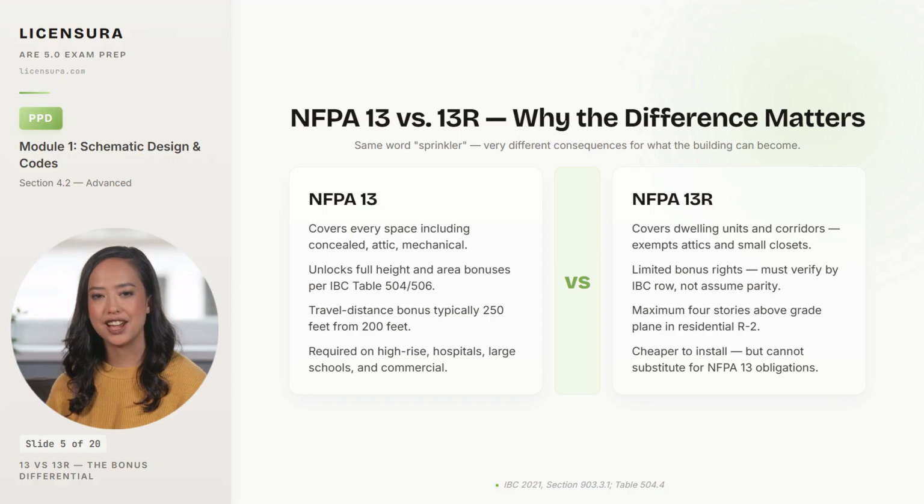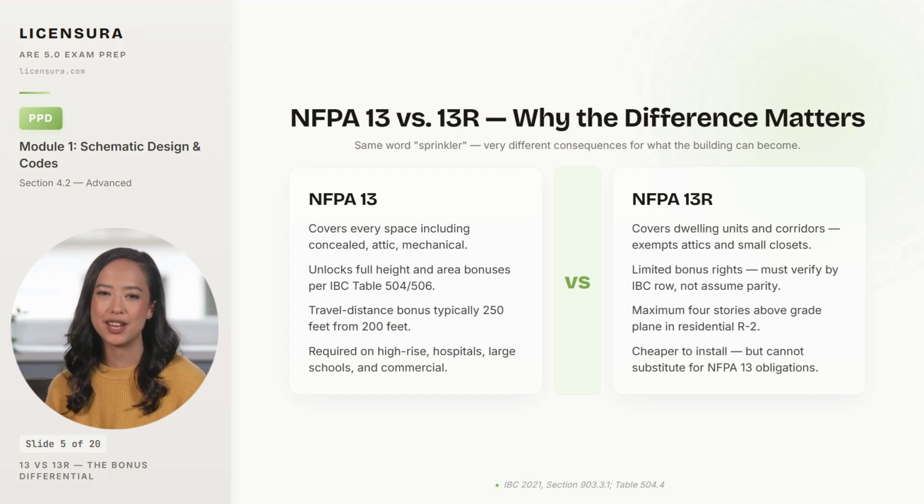The differential between NFPA 13 and NFPA 13R is the most consequential question architects answer on residential and mixed-use projects. NFPA 13 covers every space in the building, including concealed spaces above ceilings, mechanical rooms, attics, closets, and bathrooms, regardless of size. Because coverage is complete, the IBC grants the full bonus package: higher allowable height per Table 504, higher allowable area per Table 506, and travel distance limits that typically climb from 200 feet to 250 feet.